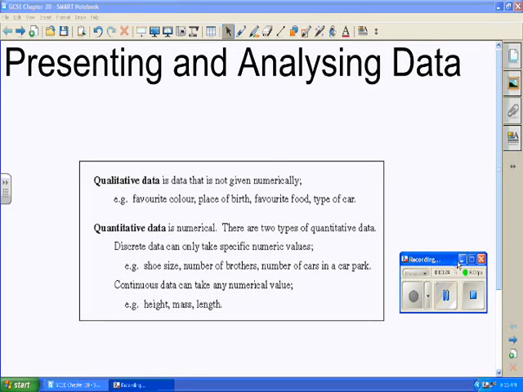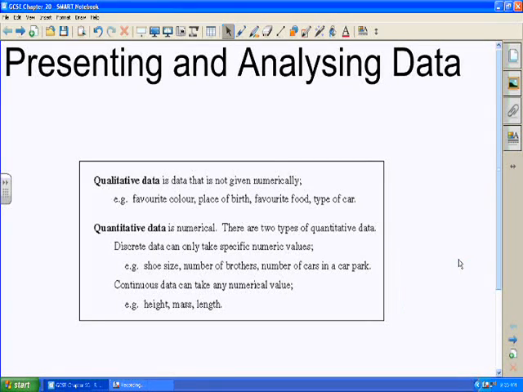Now, this next topic is presenting and analysing data. Remember, we have two types of data. We have qualitative data, we have quantitative data. Qualitative data is descriptive, so it has names, whereas quantitative data, as it sounds, is made of quantities. Now, we need to remember that quantities have two things. We have discrete data and we have continuous data. Hopefully you remember what those all are.